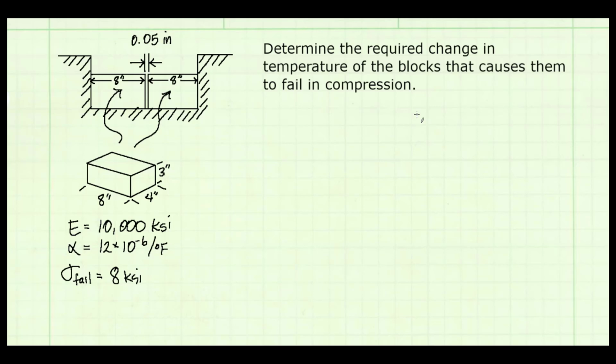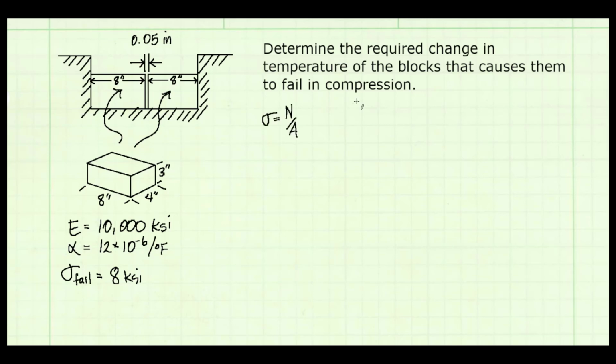Let's consider what's going to happen. As the temperature goes up, the blocks will expand, and they will close the gap and come into contact with one another. As the temperature continues to increase, the blocks will push against each other and against the rigid supports. They want to continue to grow, but they cannot because they are constrained. This will cause a compression force to develop within the blocks, and if the compression force is high enough, the blocks will fail. Let's calculate what force is required to cause a block to fail in compression.